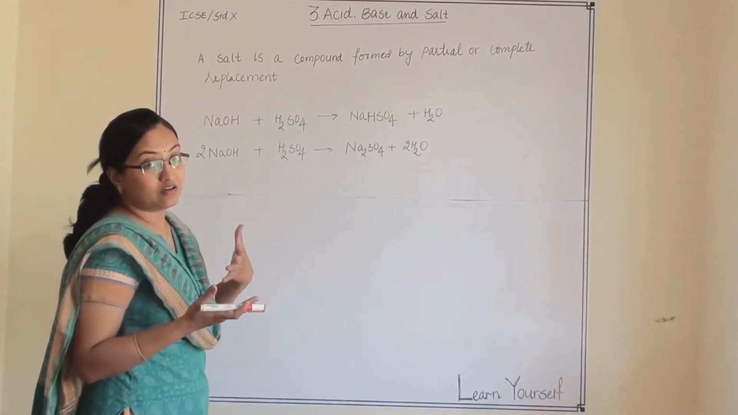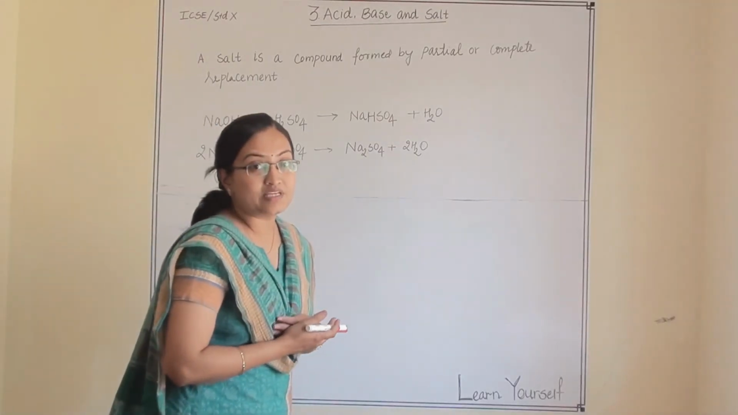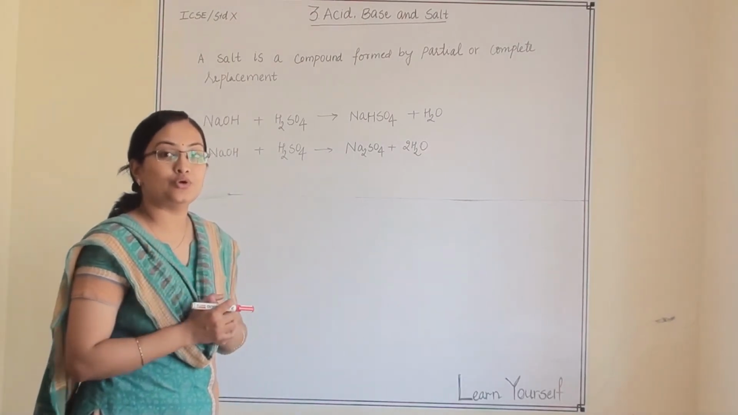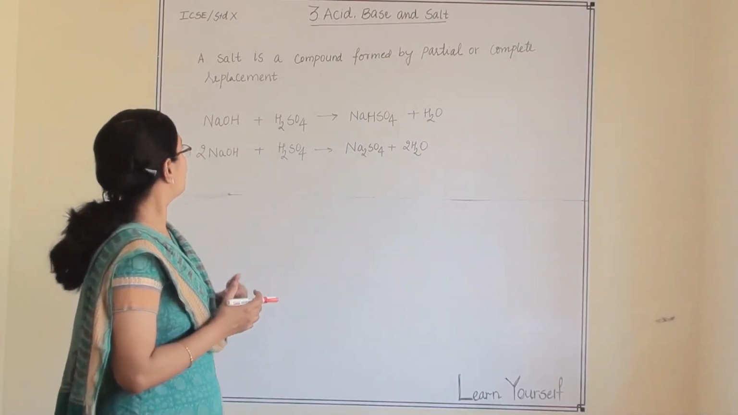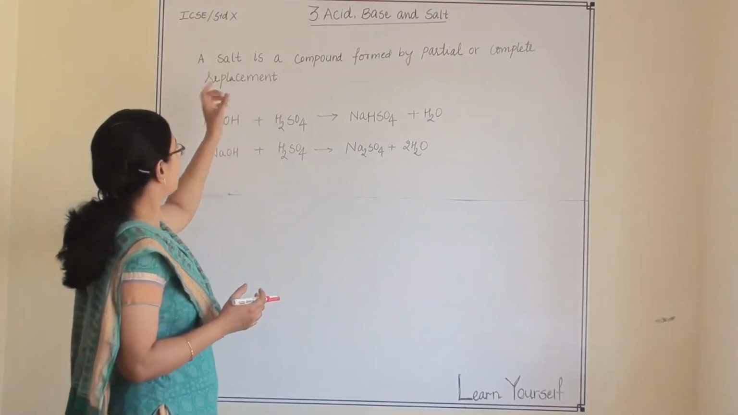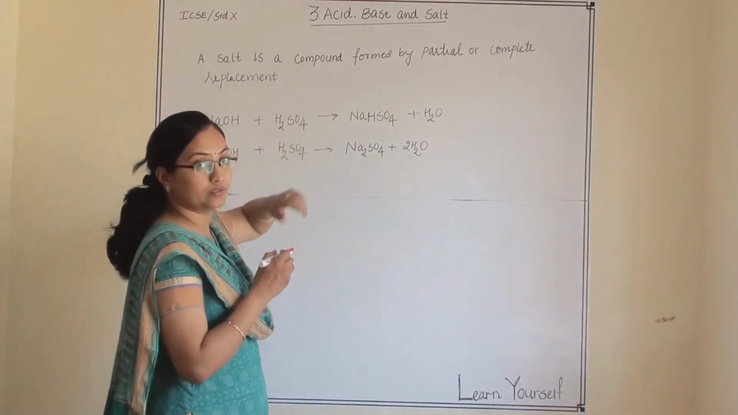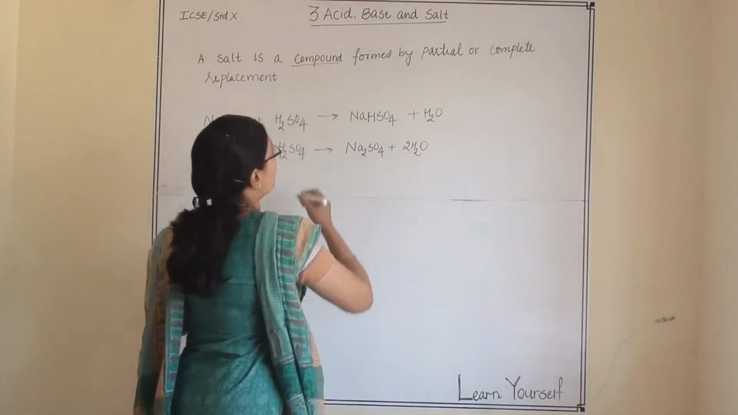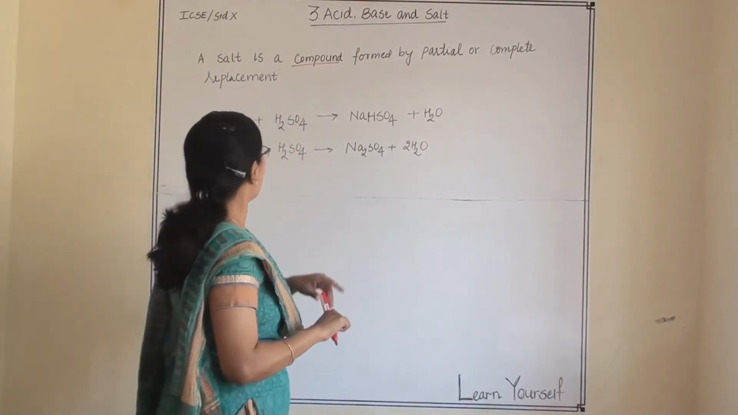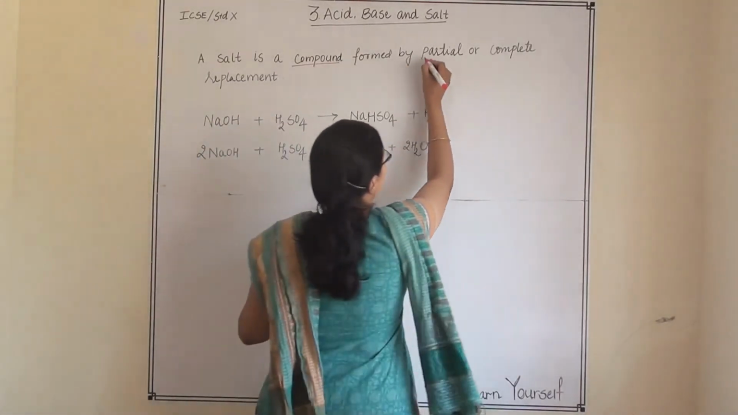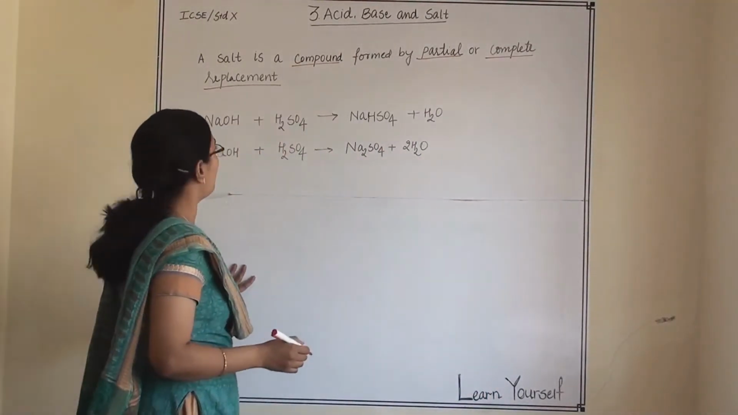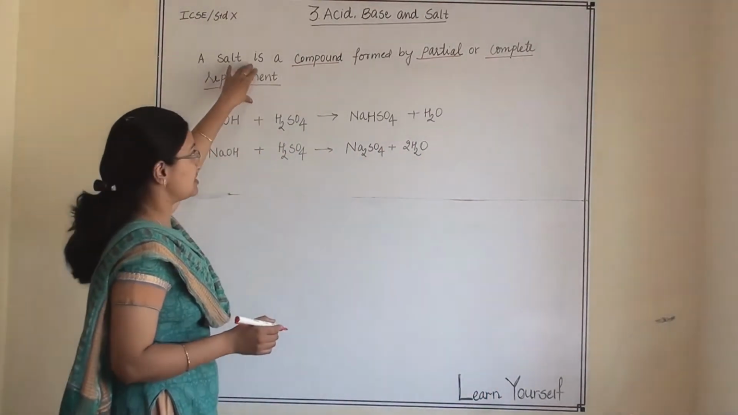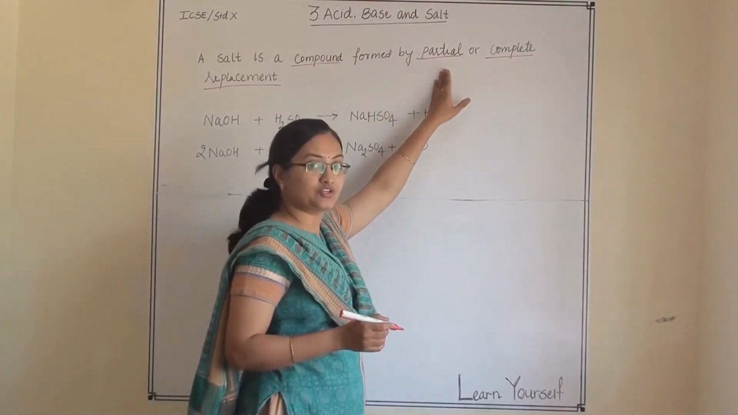We have seen acid and base earlier. Please check out my earlier videos for the acid and base discussion. So here, what is a salt basically? A salt is a compound formed by partial or complete replacement. First of all, what is the meaning of replacement, and why is it partial or why is it complete?